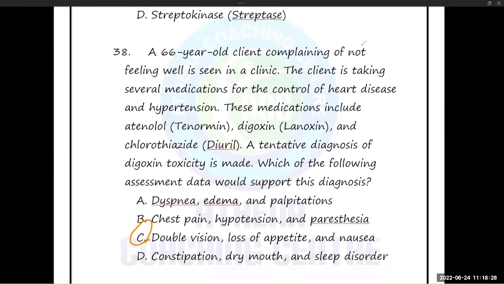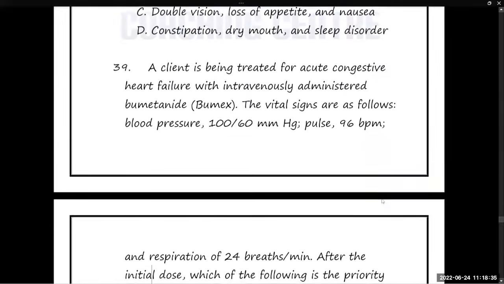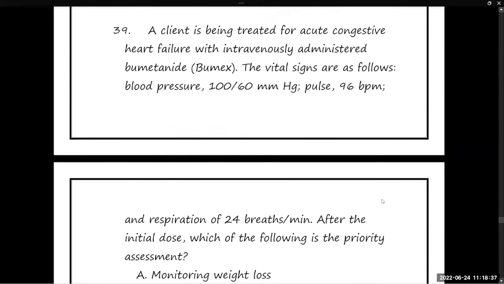So next question. A client is being treated for acute congestive cardiac failure with intravenously administered Bumex. Vital signs are given after the initial dose. Which of the following is the priority assessment? So you can select the answer.